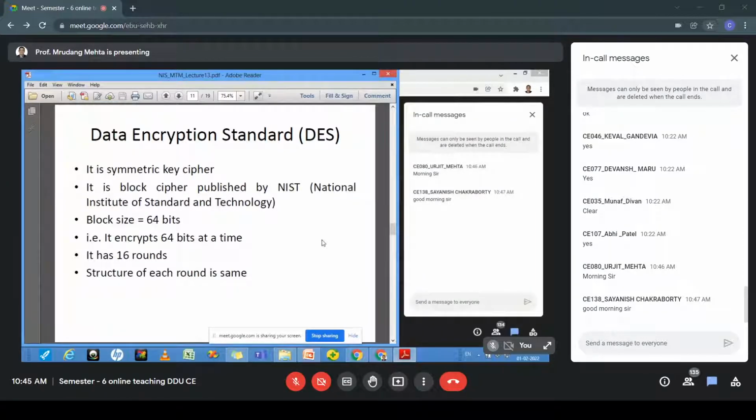So what is the data encryption standard? Can anyone say? What is the data encryption standard? What is this DES?